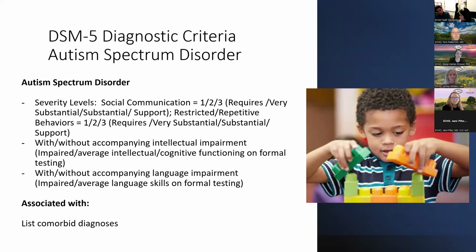And of course, this is just the list. We went over this in the training about how to list the autism spectrum disorder diagnosis in terms of severity levels, whether there's intellectual impairment or cognitive impairment associated with it, accompanying language impairment, and then to list other associated comorbid diagnoses that can go along with it.